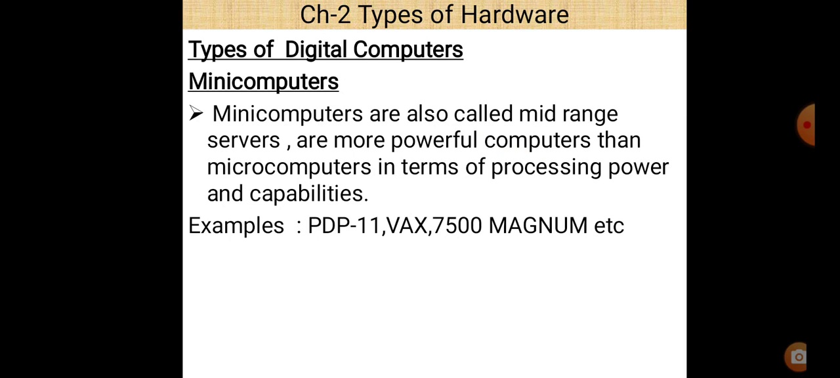Next is minicomputer. Minicomputers, also called mid-range servers, are more powerful computers than microcomputers in terms of processing power and capabilities. Examples of minicomputers are PDP-11, VAX 7500, Magnum, etc.